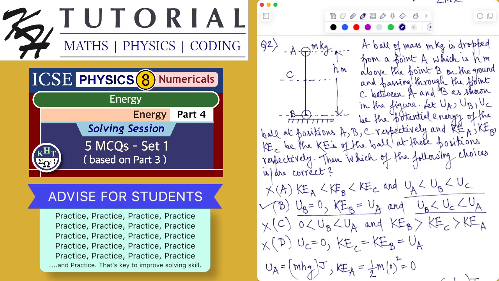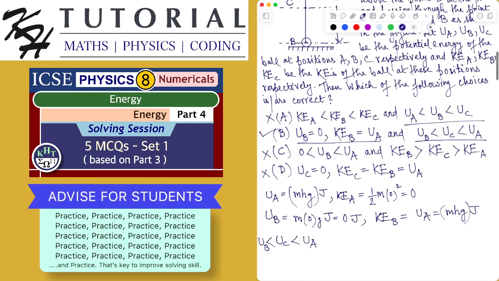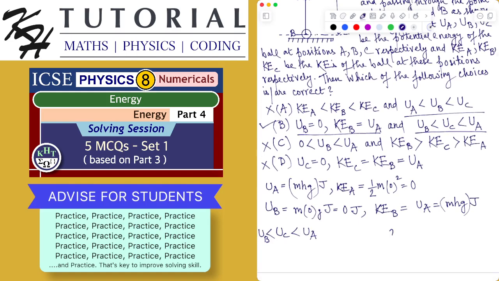Now that velocity will always be less than the velocity at the point B, because the total gravitational potential energy which the ball was having initially at the point A will be converted to kinetic energy at the point B. So velocity B will be greater than velocity C, and velocity C will obviously be greater than 0, and velocity A is 0.